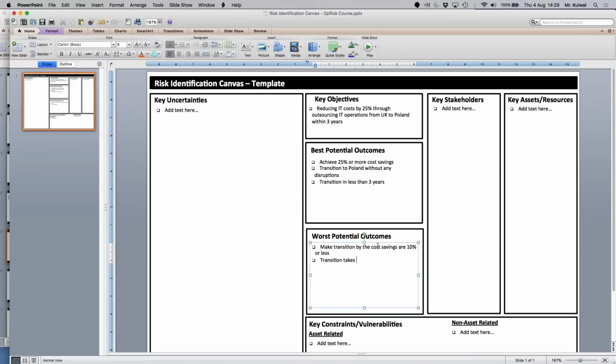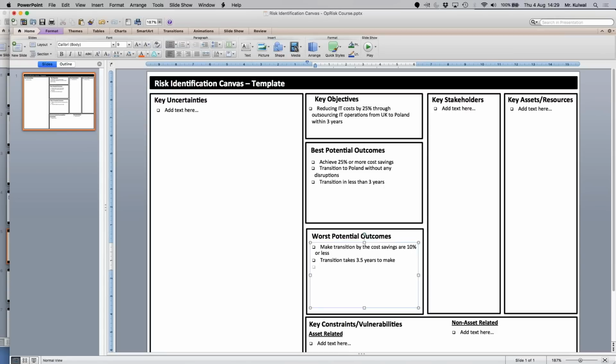Takes longer than 3 years. Yeah, so transition takes 4 years or more. If it takes 3 years and 2 or 3 months, we may be fine. But if it takes more than, let's say, 3.5 years to make the transition, then yeah, that could be classified as a failure.